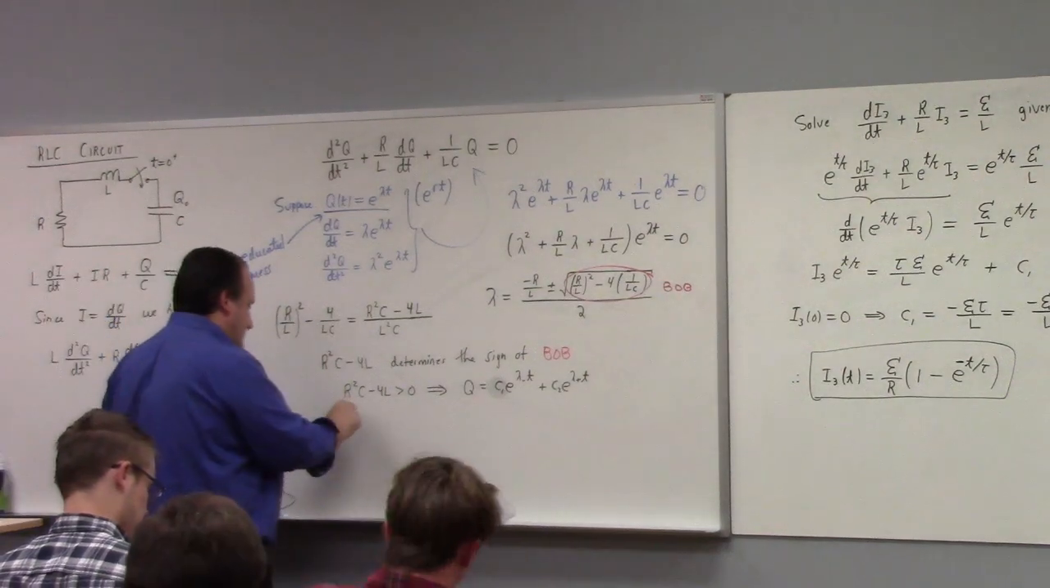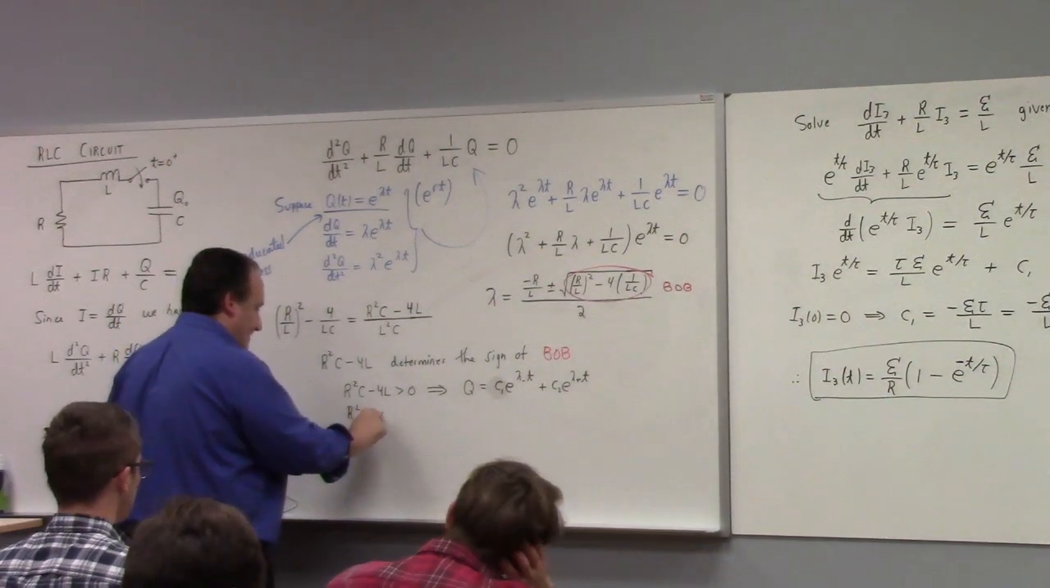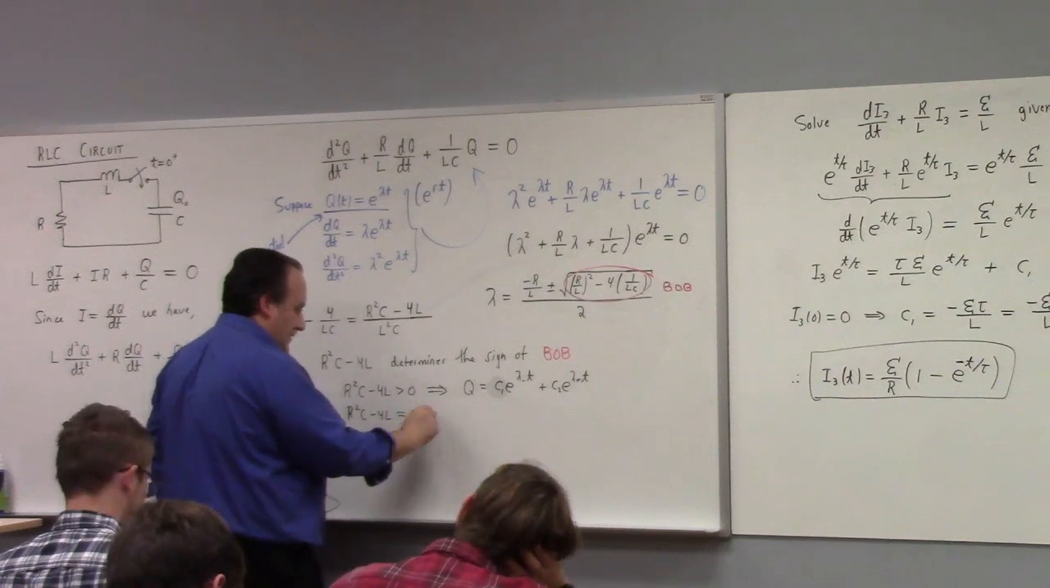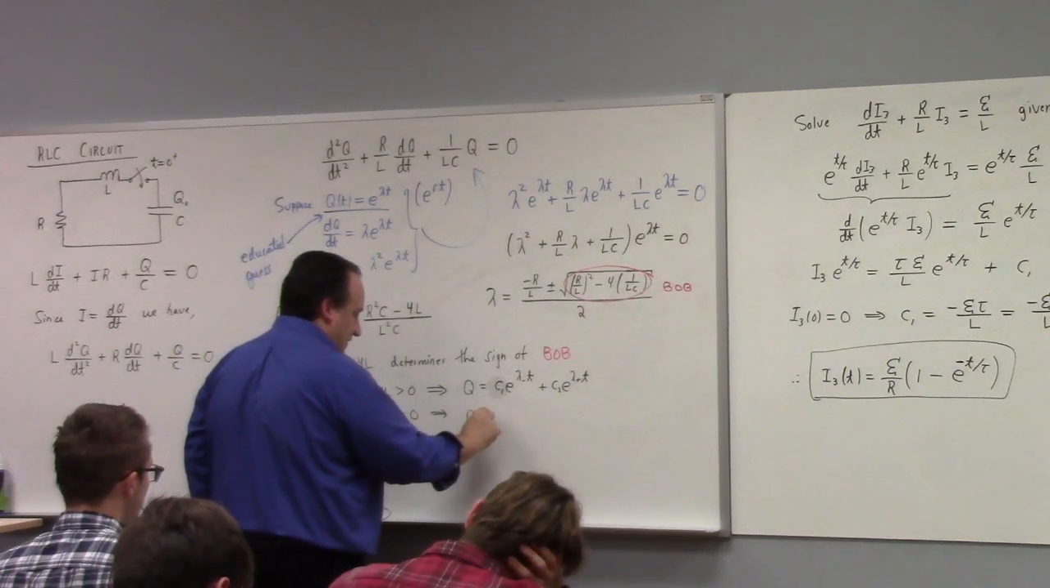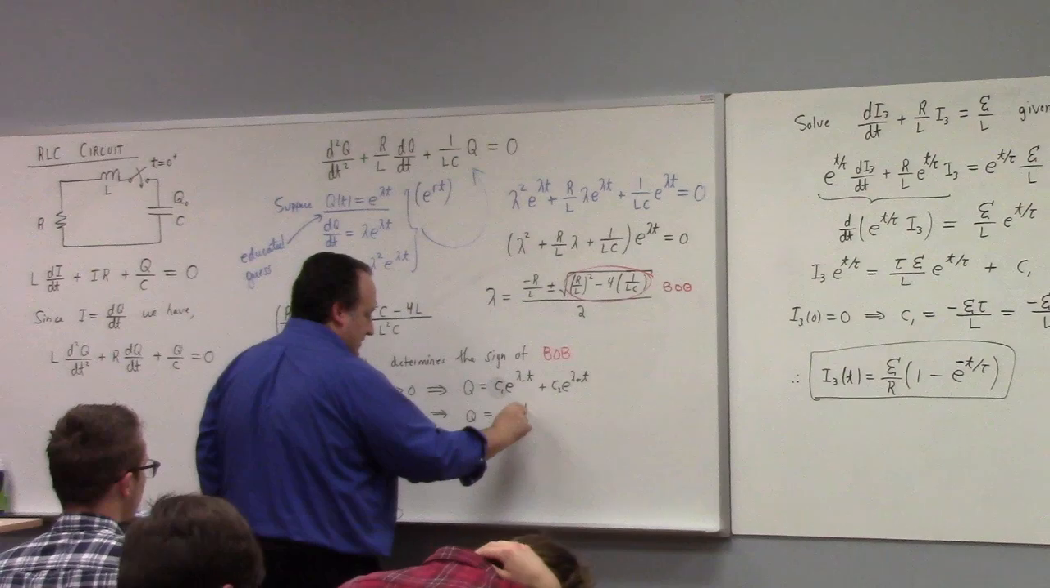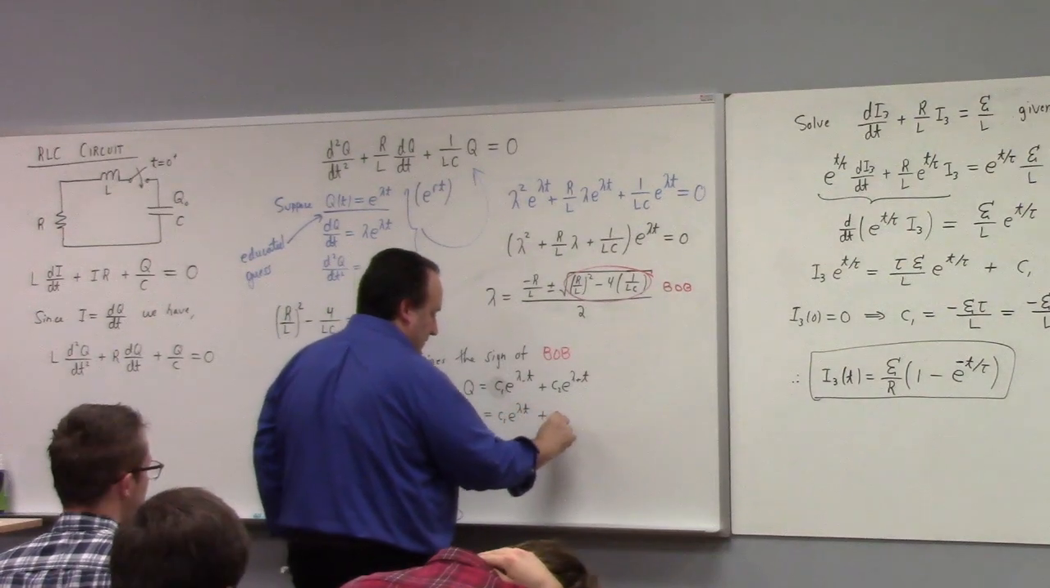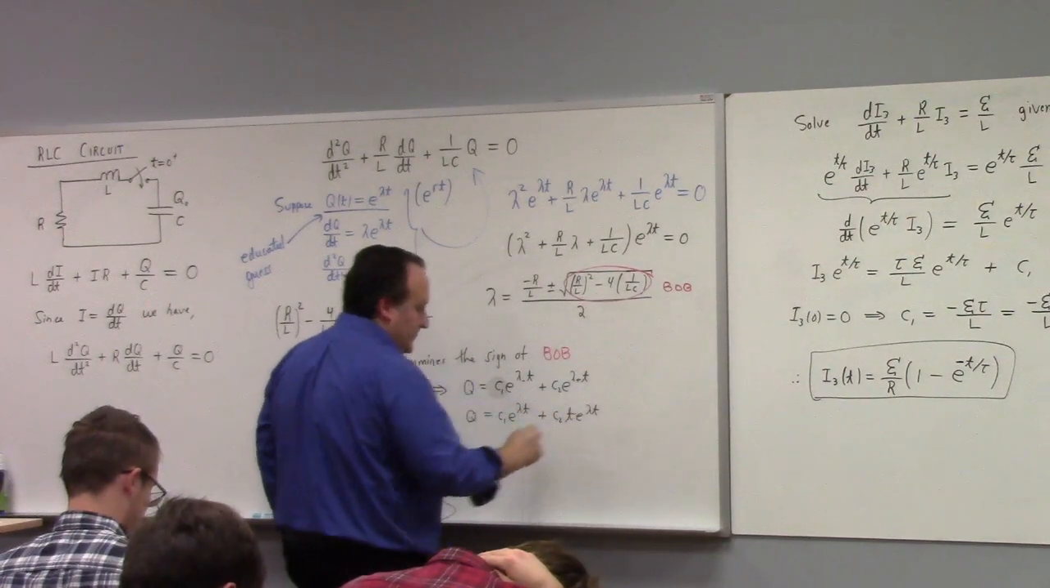Now if it's equal to 0, that would say that the charge as a function of time is something like C1 e to the lambda t plus C2 t e to the lambda t.